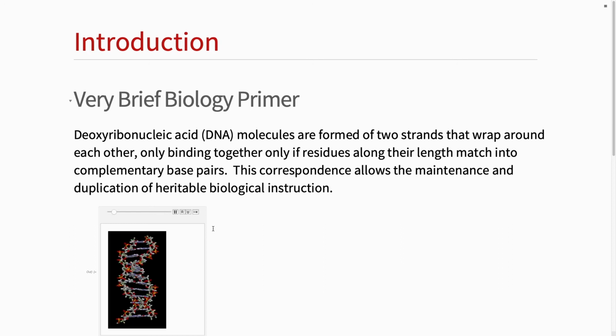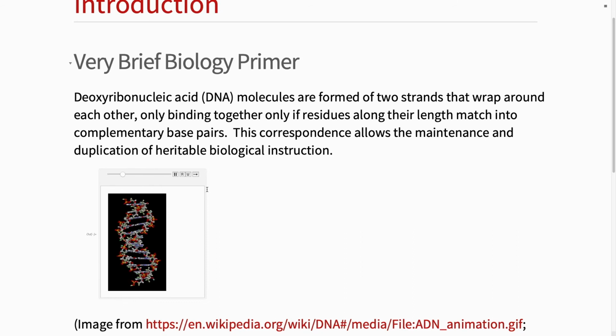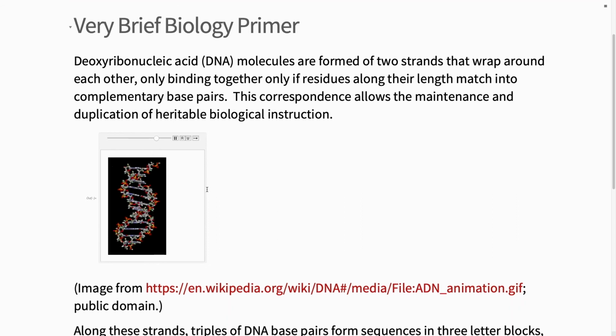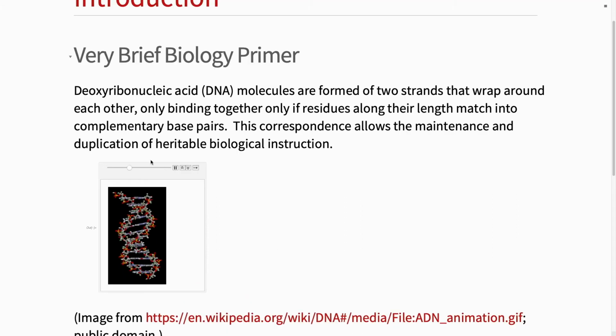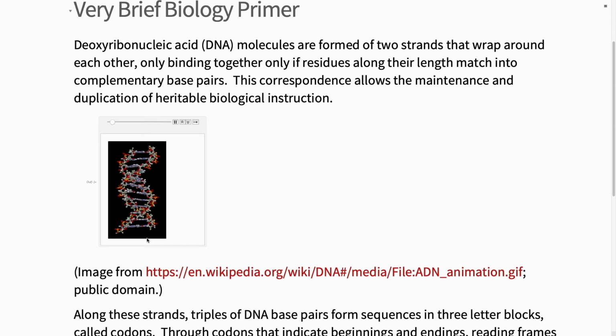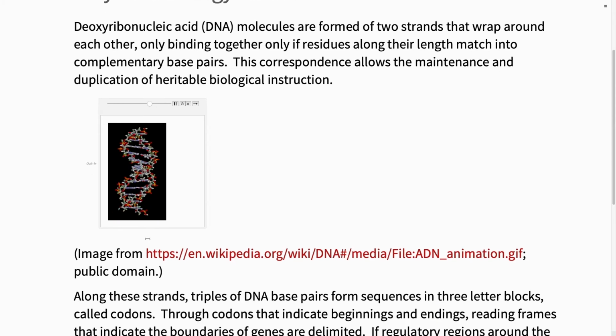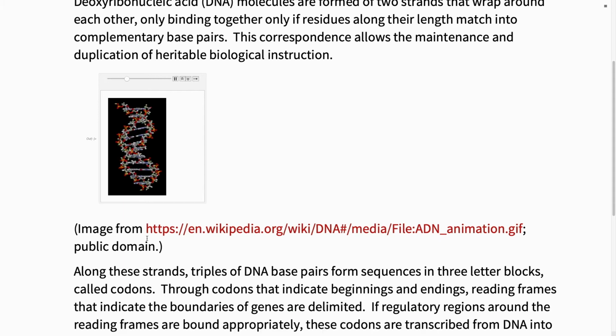Just to give a very brief fill-in of some biology background if you've wandered into this talk by accident: here's some DNA. It's two strands together. They only bind together if the residues map in complementary pairs. And this really allows the maintenance and duplication of heritable information. This is what allows evolution and data to be processed from generation to generation.